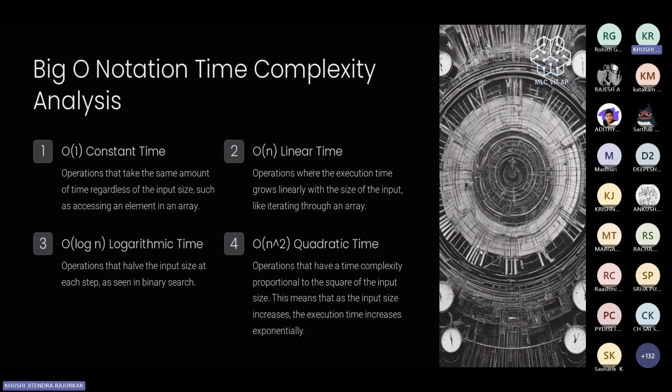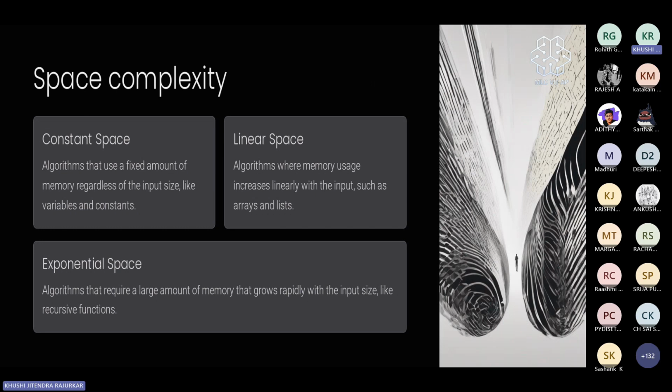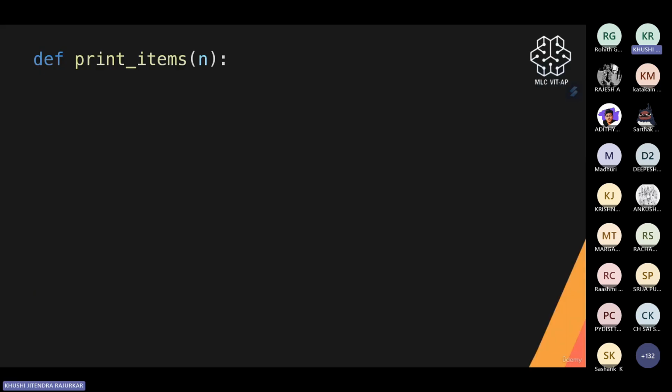Out of these, O of 1 and O of log n are the most efficient types. O of n increases linearly in terms of time taken, and O of n square increases quadratically. Then we had a brief overview of space complexity. We won't be digging deeper into it; we'll be mostly focusing on time complexity. And then we were going to start studying O of n.